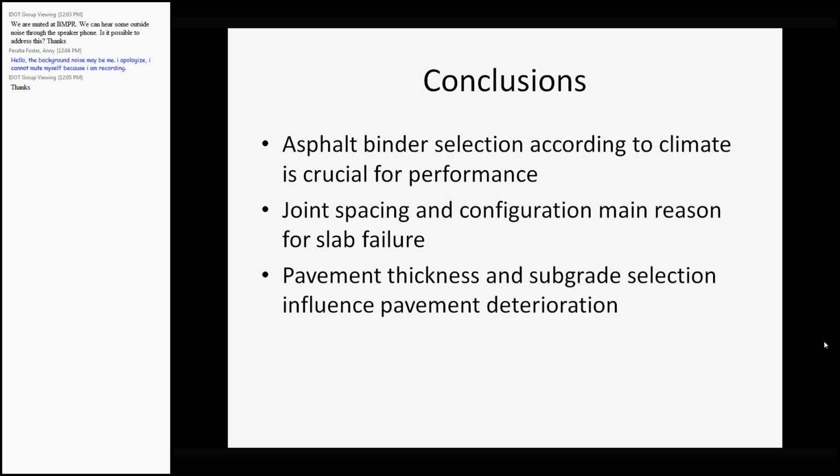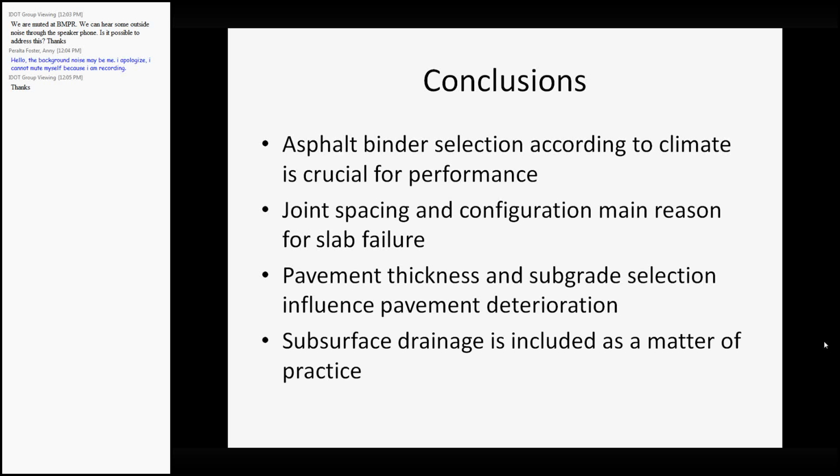We also concluded that pavement thickness and subgrade selection influence pavement deterioration. We now require 12 inches of modified soil or granular material as a subgrade for all pavements. And this is due to the assumption that the original grade has a CBR of 3, and we need to have 12 inches of cover material to prevent rutting and provide a good construction platform. And surface drainage is included as a matter of practice.